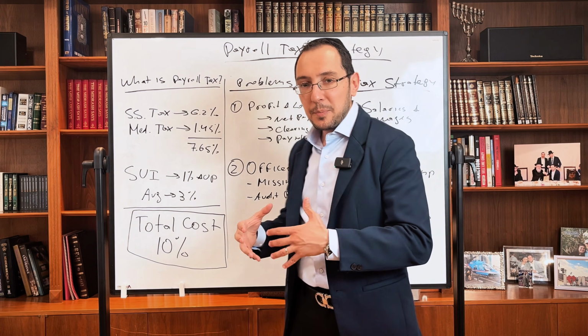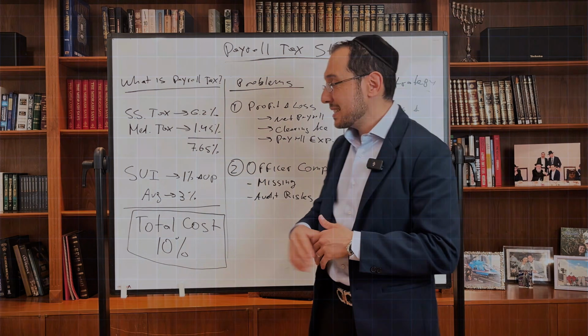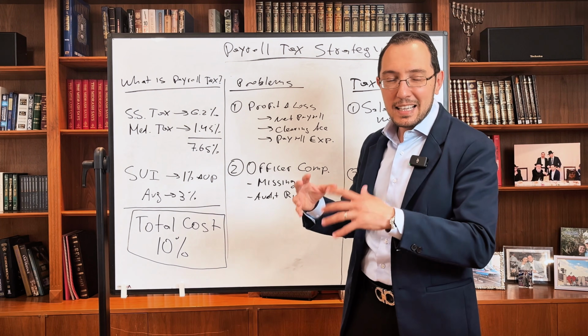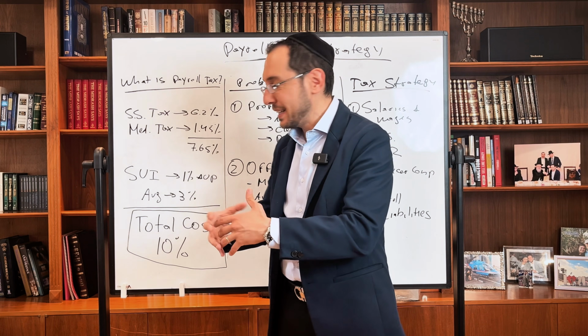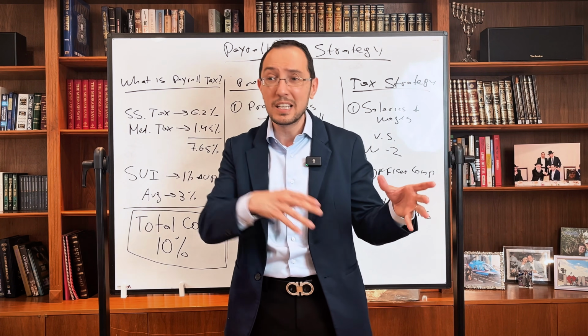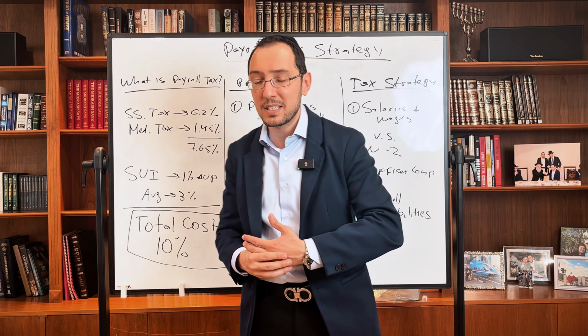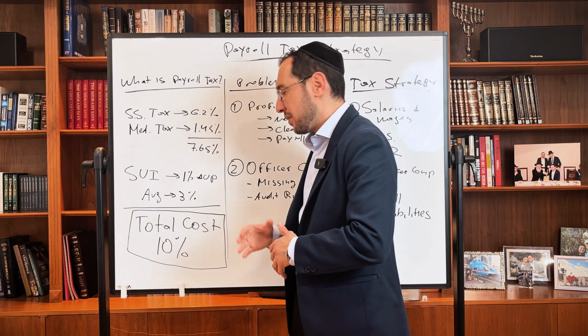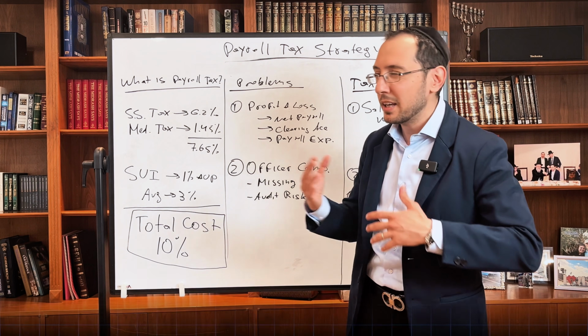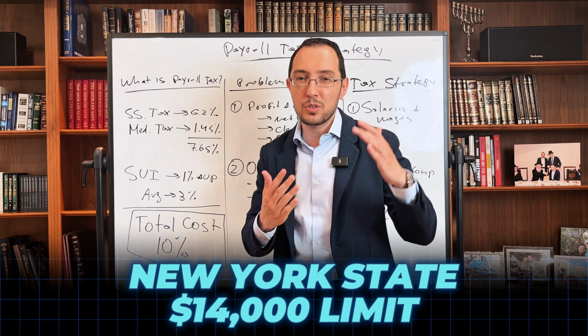On top of that, another most common payroll tax is a state unemployment insurance tax. This is basically the state taxing you on the fact that if the employee claims unemployment insurance, the state will pay them unemployment benefits. This tax ranges anywhere from 1% and up. It usually has a limit depending on what state you're in. I think in New York State, we're at a $14,000 limit.